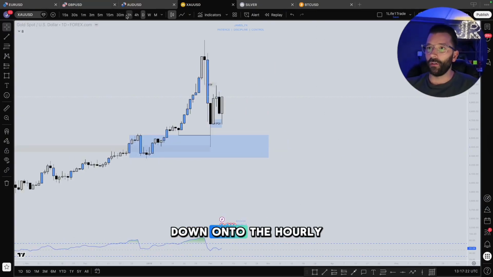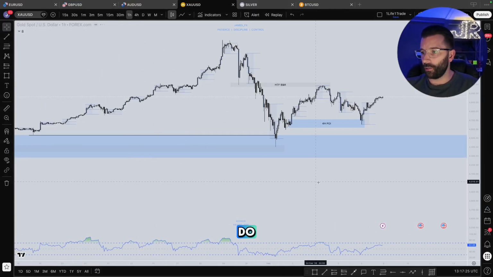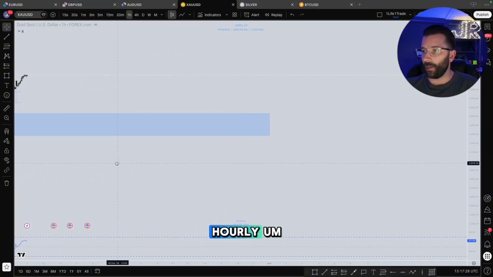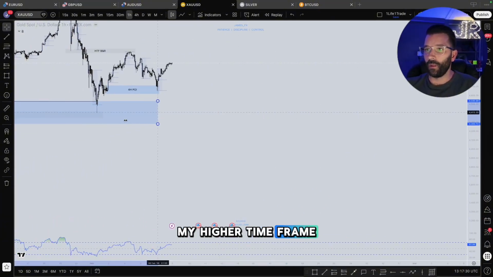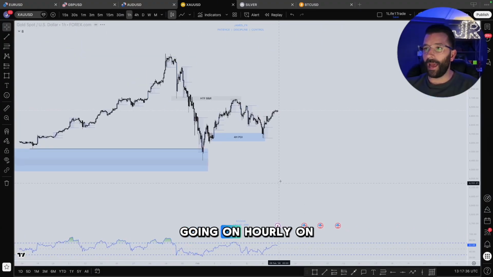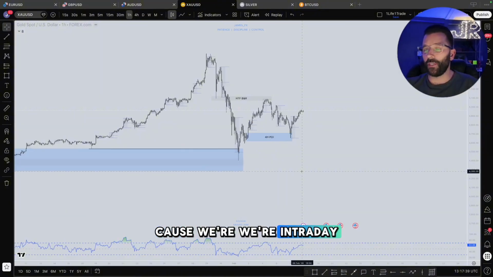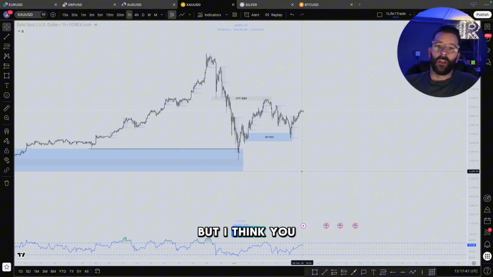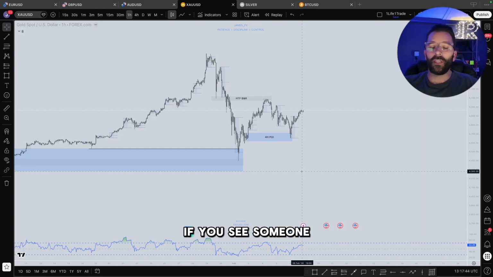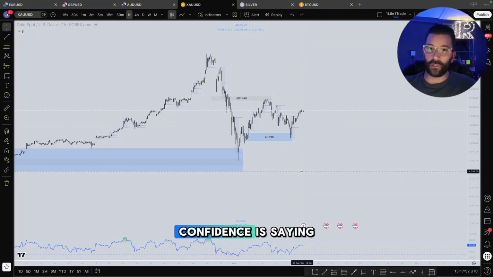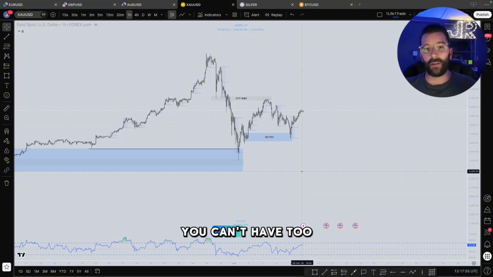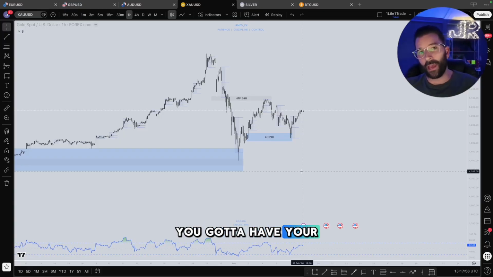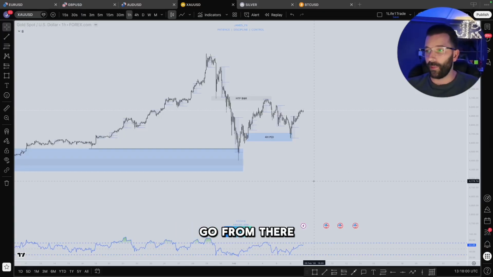So then we'll jump down onto the hourly. I do like going on the hourly quite a bit as my higher time frame, because we're intraday traders. You can always go higher, but I think you've got to start learning, you don't want too much on your charts. If you see someone and they've got stuff everywhere, you can find a good trade, but then you can talk yourself out of it because you've got other confluences saying, well, actually it does this or actually it does that. You can't have too much. You've got to have your set of rules. You've got to have your edge. You've got to believe in it, and you've got to go from there.